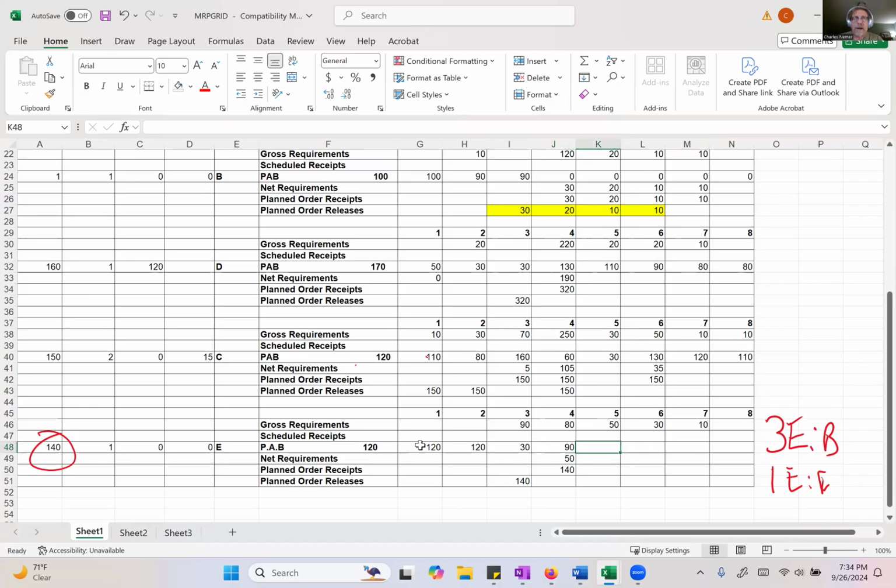And then in period 5, I'll use 50 of the 90, so I'm down to 40. I'll use another 30, so I'm down to 10. And then in period 7, I'll use all 10, so I'm down to 0. And MRP, unless you tell it otherwise, is totally okay with 0 because it's saying you got 10, you need 10. What's the problem? Okay. So there is the balance of the problem right there.